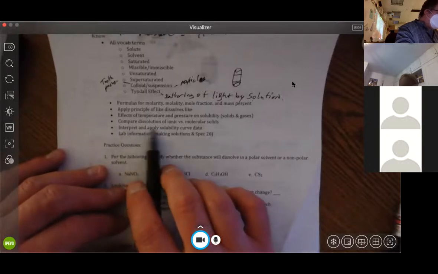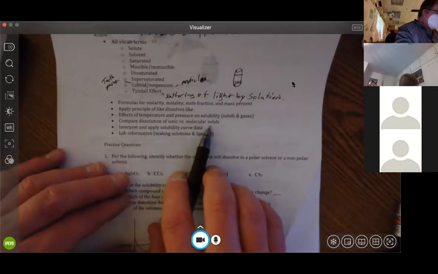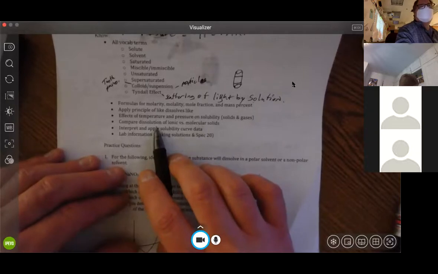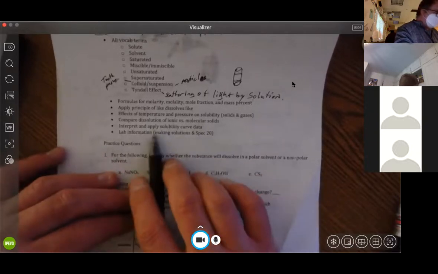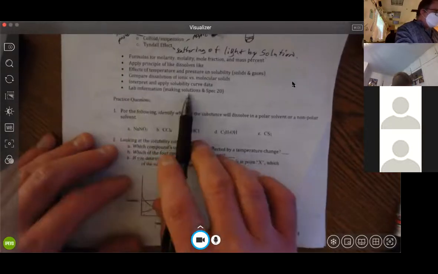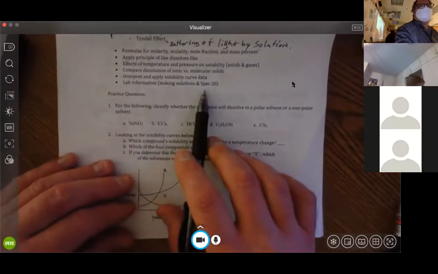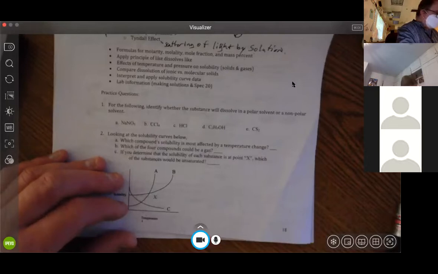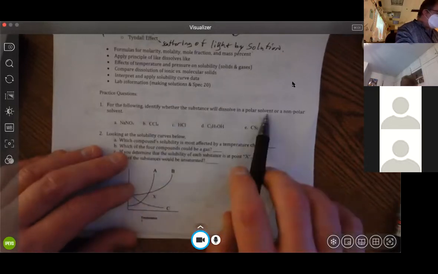Compare dissolution of ionic versus molecular solids. That's what the whole I factor is. Interpret and apply solubility curve data. We'll do that down here. The lab information, making solutions, and the Spec 20. So those are the basic things. Here are some practice questions.